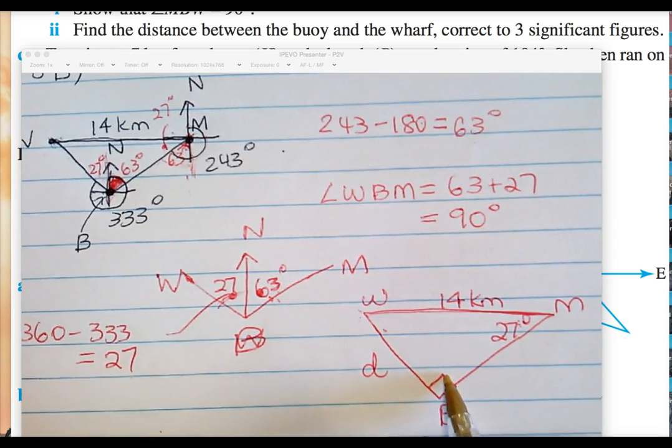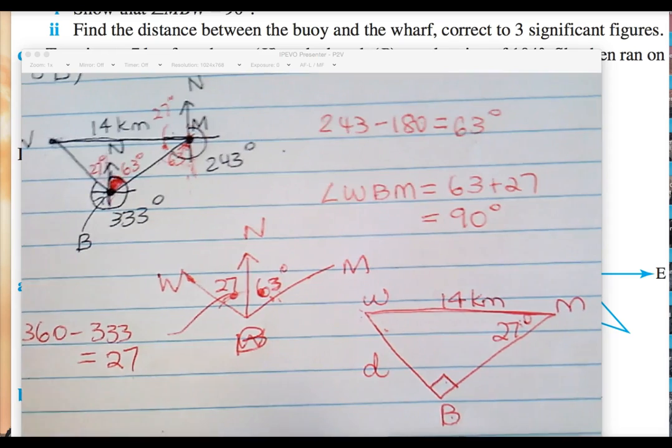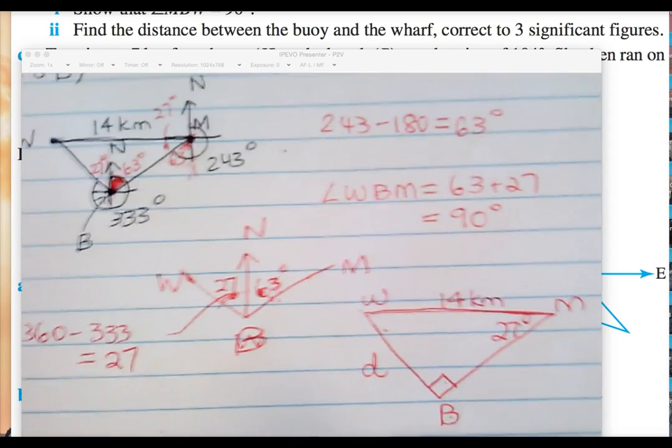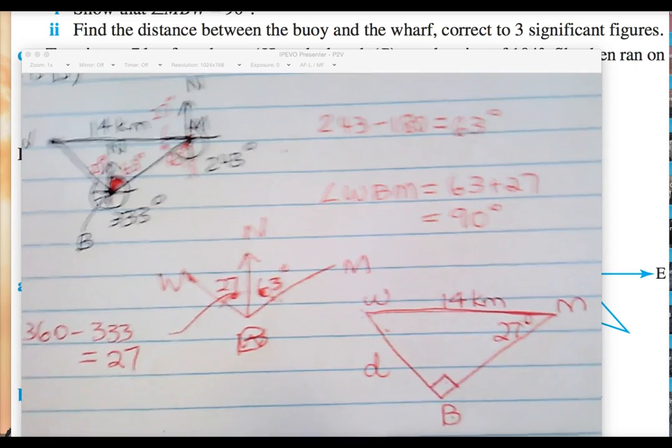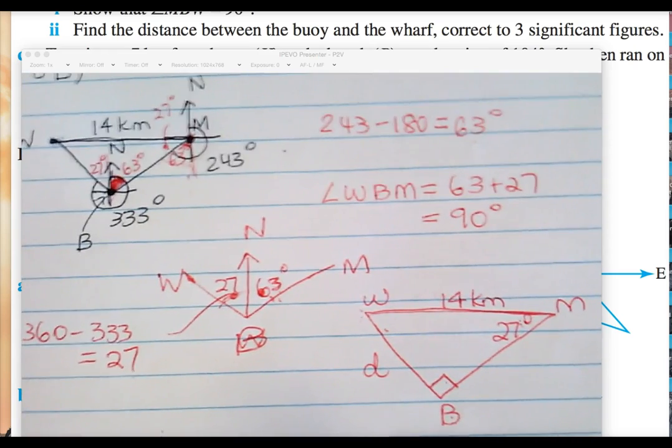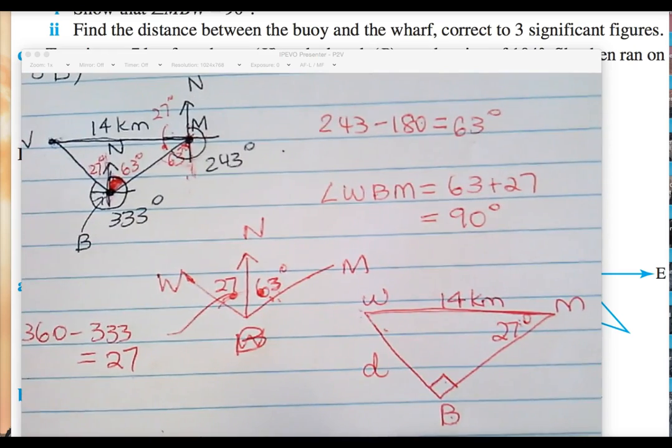So this one, D. Find the distance between B and W. There's my right angle. Why do you think, girls, they made us show that it's a 90-degree angle? Because you can only do trigonometry in right angle triangles. So if that angle down there wasn't 90, we wouldn't be able to use trigonometry. Remember, SOHCAHTOA is only for right angle triangles. So now the question is to find the length D.